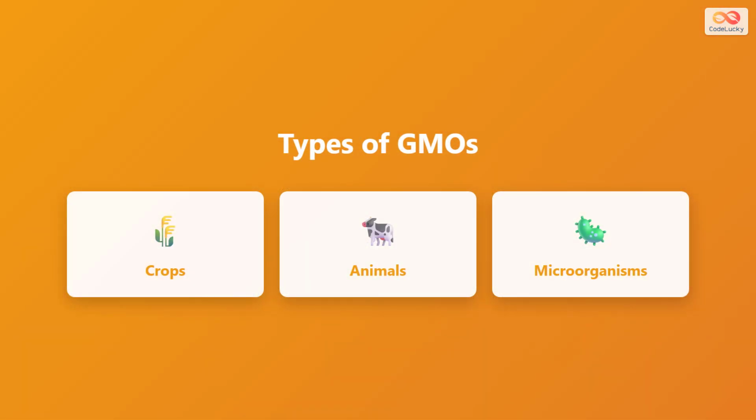GMOs can be grouped into three major categories. The first category is crops, which includes plants like corn, soybeans, and cotton. The second category is animals, such as salmon that grow faster or mosquitoes that cannot transmit diseases. The third category is microorganisms, including bacteria and yeast that are modified to produce medicines or break down pollutants.